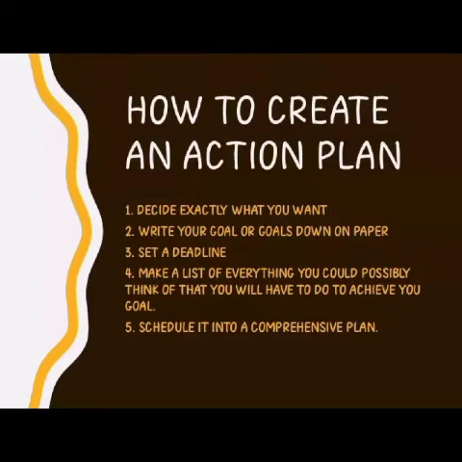If you want to achieve financial independence, you may set a 10 or 20-year goal and then break it down year by year so that you know how much you have to save and invest each year. There are no unreasonable goals, only unreasonable deadlines. The next step in creating an action plan is making a list of everything that you could possibly think of that you will have to do to achieve your goal.